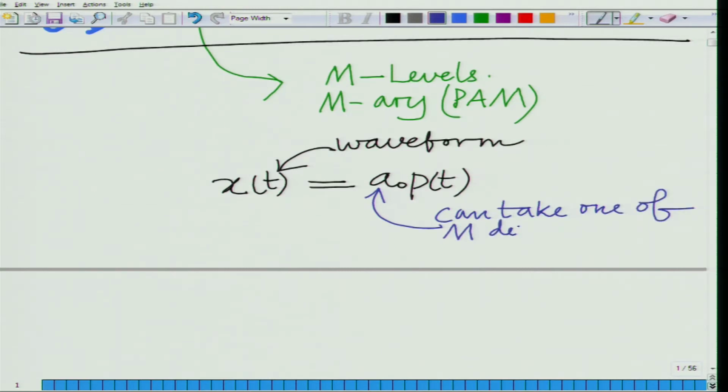So far what we have seen is that a naught can take at most two levels, that is binary: plus A or minus A, or A or 0. Now, we are going to see a more general, more capable modulation scheme, which can take not one of two levels, but one of M possible levels. Each digital symbol a naught can take one of M possible symbols.